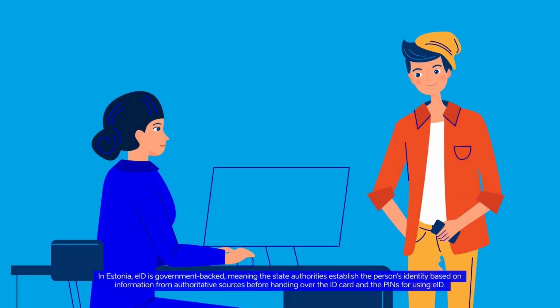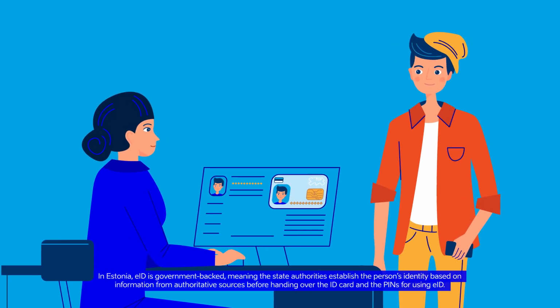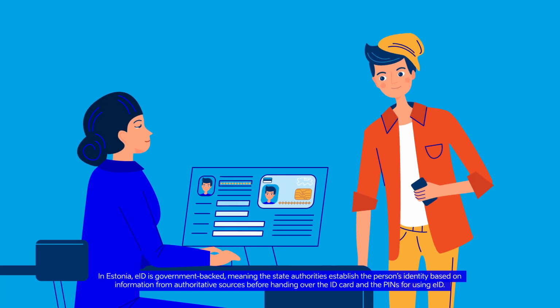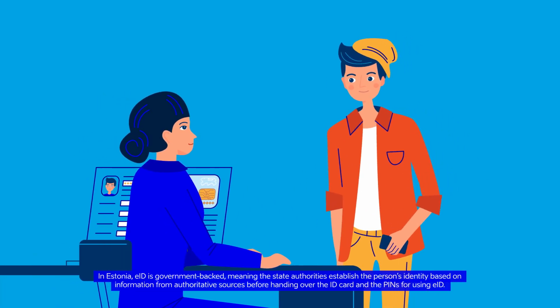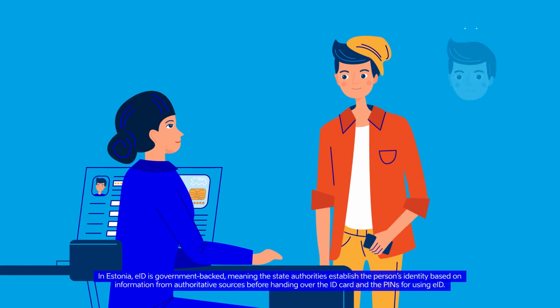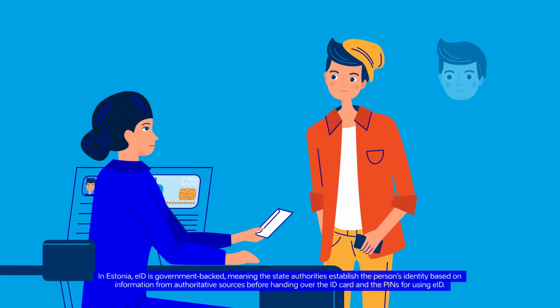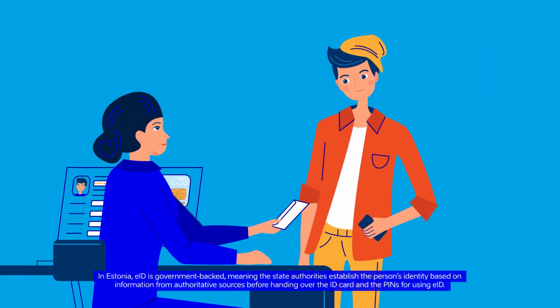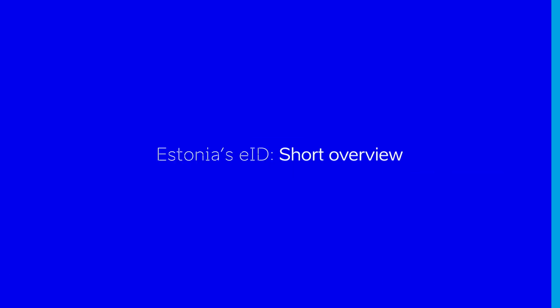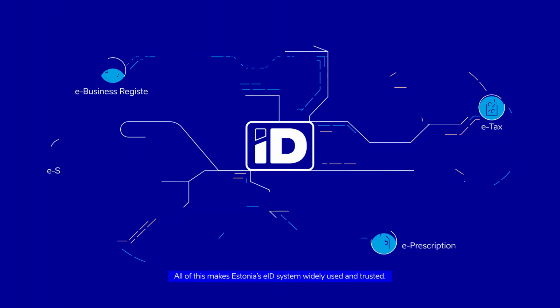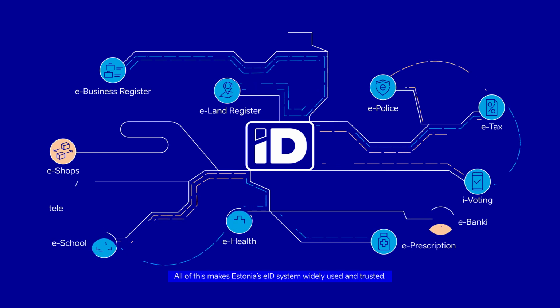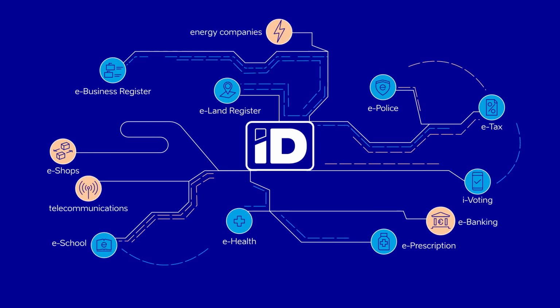In Estonia, eID is government-backed, meaning the state authorities establish the person's identity based on information from authoritative sources before handing over the ID card and the PINs for using eID. All of this makes Estonia's eID system widely used and trusted.